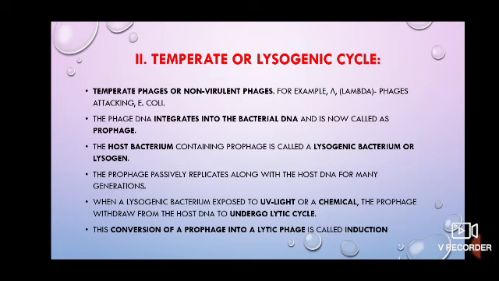The host bacterium, the E. coli bacterium containing a prophage, is called a lysogenic bacterium or lysogen. The prophage, or the part of the T4 phage DNA, passively replicates along with the host DNA for many generations. When a lysogenic bacterium is exposed to UV light or a chemical, the prophage withdraws from the host DNA and then undergoes a lytic cycle. This conversion of prophage into a lytic phage is called induction. So these are the two life cycles exhibited by the phages.